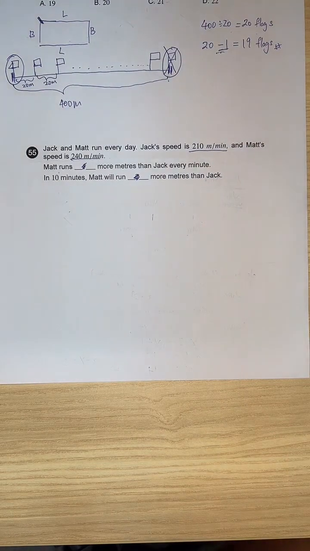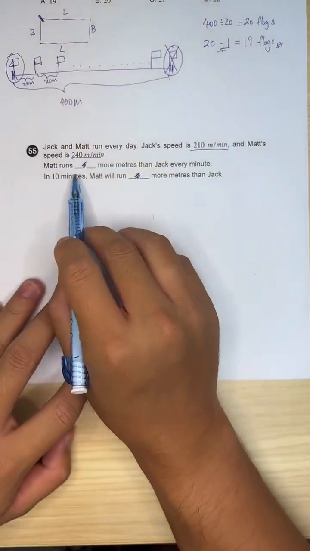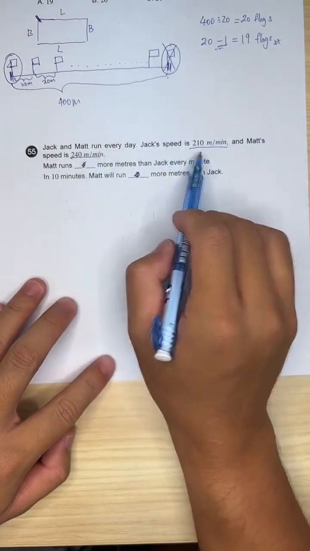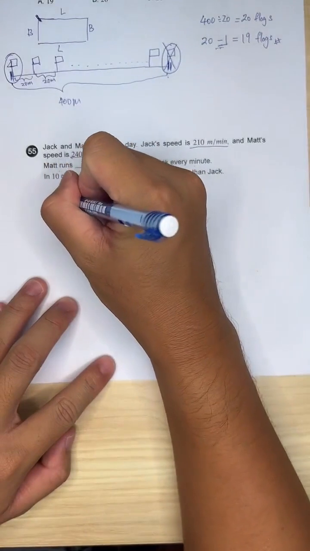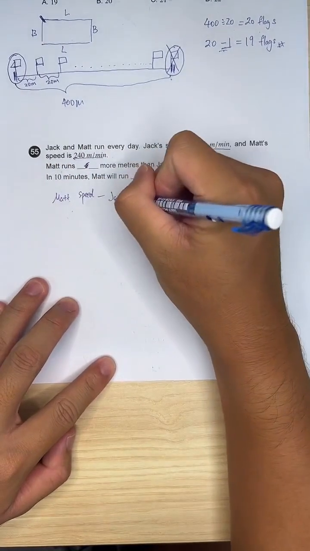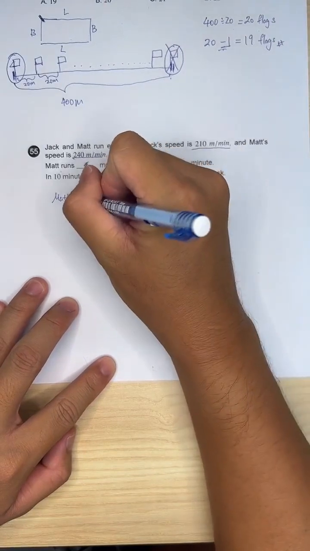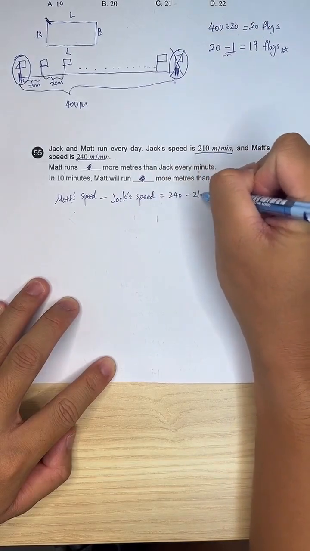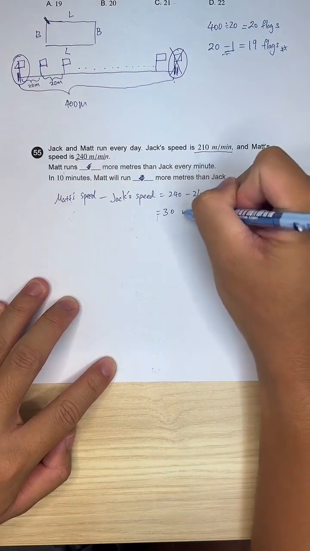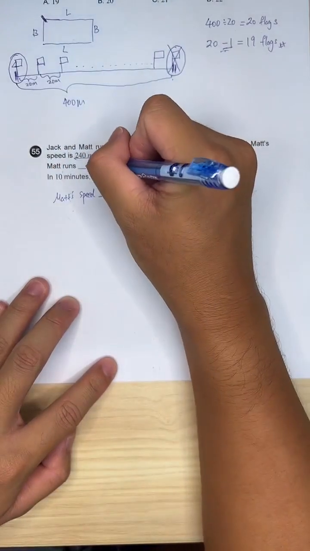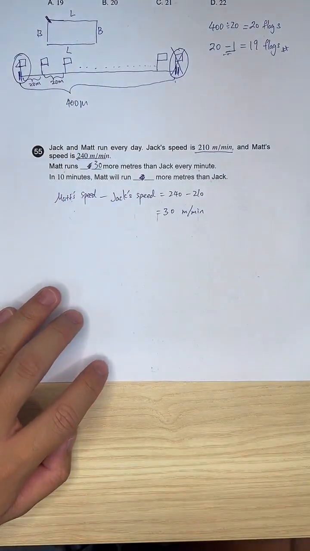Okay, let's see. For the first one, we want to know Matt runs how many more meter than Jet every minute. Since they are all in meter per minute, I can just use Matt's speed minus Jet's speed. So it's 240 minus 210, which is just 30 meter per minute. So this is the first part, 30 more meters.